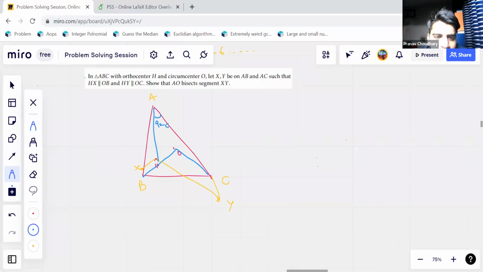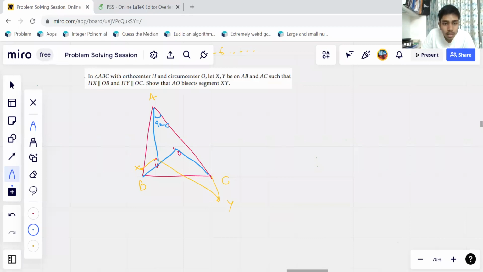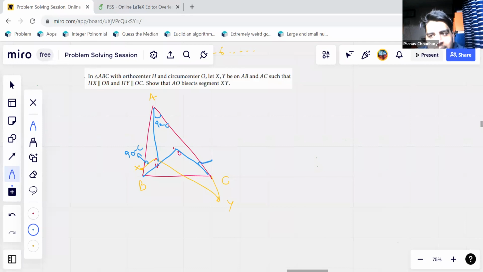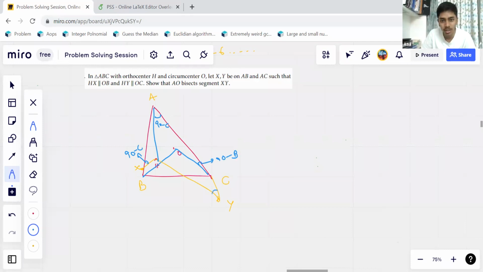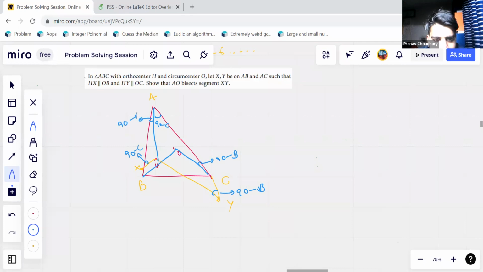So median in triangle AXY? Yeah, because AO is isogonal to AH, it'll be the median in that case. Is this 90? Oh, it is 90 minus C. Okay, we're actually done. What? Because this is 90 minus B, and so this is also 90 minus B.